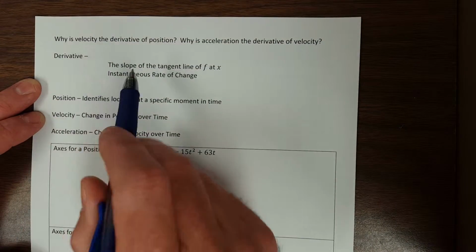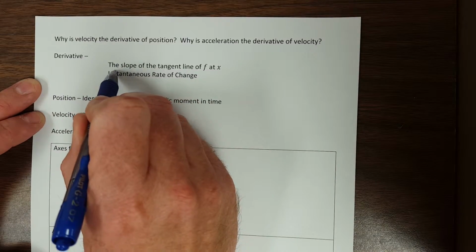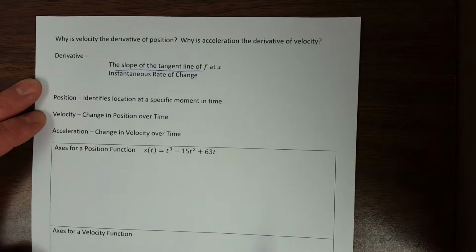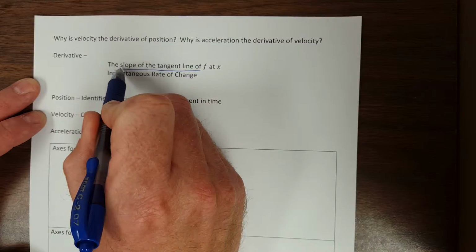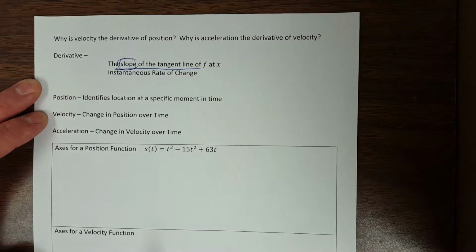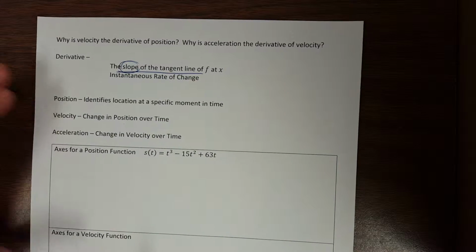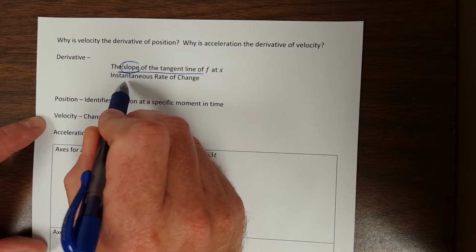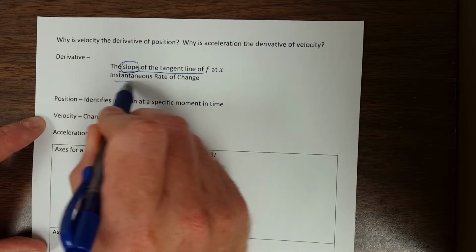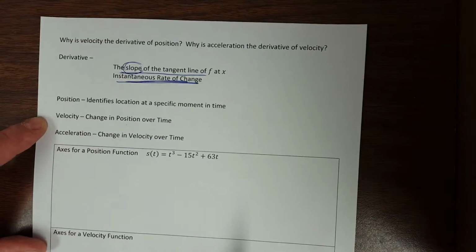So the definition of the derivative is the slope of the tangent line on a curve at any specific x value. So first of all, the derivative has to do with the slope at any instant. Okay, and in applications, which is what position, velocity, and acceleration consider, we can also think about the slope as an instantaneous rate of change.